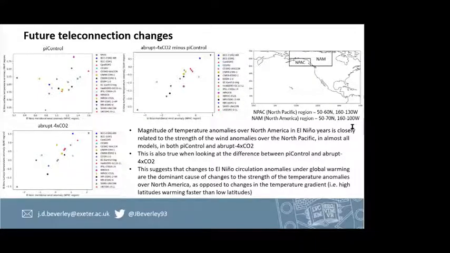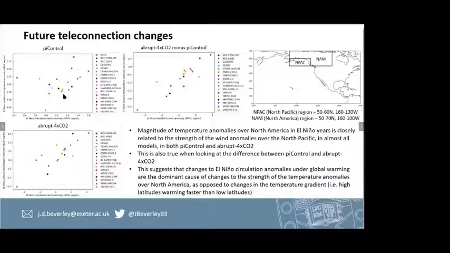So to investigate this further, these plots on the left here show the relationship between the temperature anomalies over North America and the meridional wind anomalies over the North Pacific. So on the x-axis here, this is the average meridional wind anomaly in El Nino years averaged over this North Pacific box. So this is the same box as used on the previous slide. And on the y-axis is the temperature averaged over this North America box. So this is kind of centered over that area of positive temperature anomalies that we see in El Nino years.